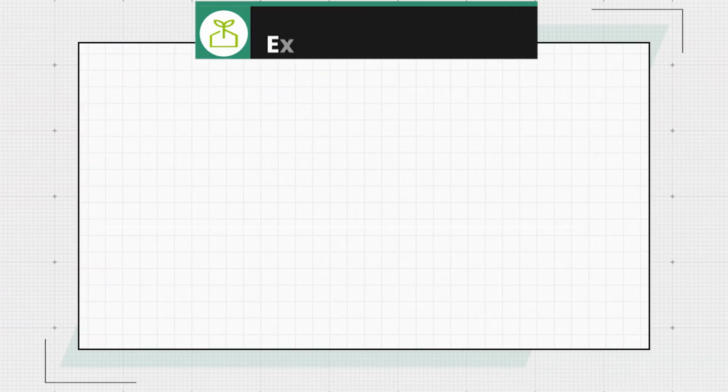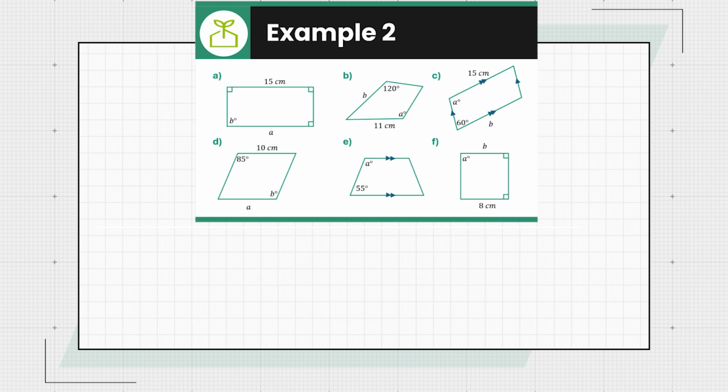Okay, here's a few for you guys to practice, so just give them a go and then I will solve them. Alright, let's get started. So A is a rectangle. That means that A must equal 15 centimeters and B must equal 90 degrees.